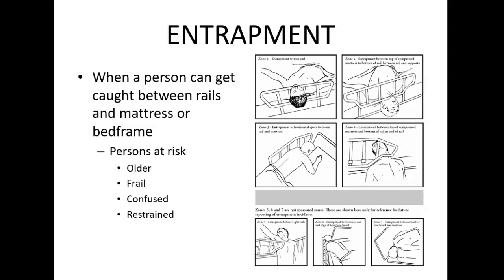Entrapment is when a person gets caught between the rails or the mattress. Persons at risk are older, frail, confused, and restrained. There are some lawsuits and some incidents where these kinds of things happen, so you have to be careful. And that's probably one reason why with dementia and confused patients, a lot of times they just don't have rails on the bed. Those are not good pictures there, but it is a thing you have to worry about.